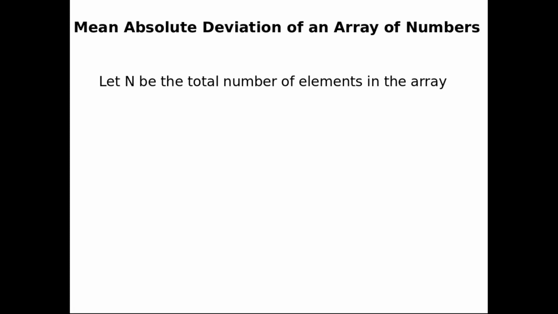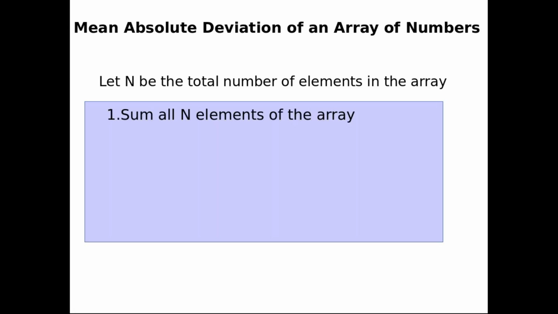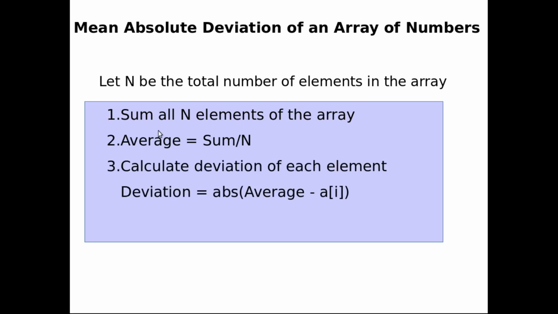So let's say there are n numbers in an array, and first thing we will do is sum all the n elements of the array, and then we'll calculate the average, which will be the sum divided by the total number of elements n, and then we will calculate the deviation of each element of the array. So the deviation will be calculated as the absolute value of average minus ai, or it may be ai minus average, doesn't matter because we are taking the absolute value.